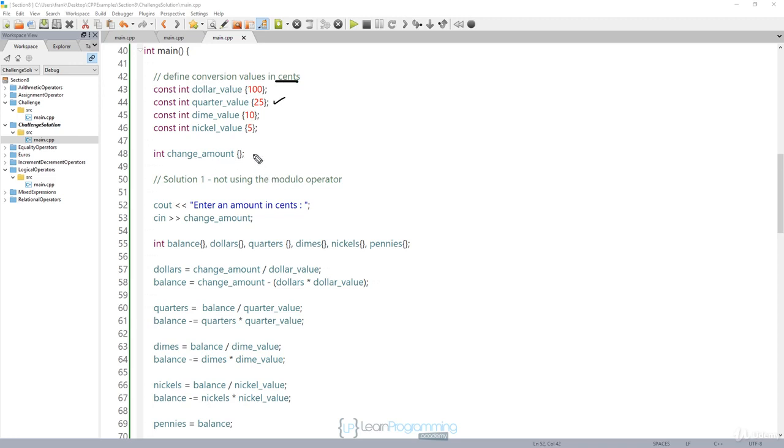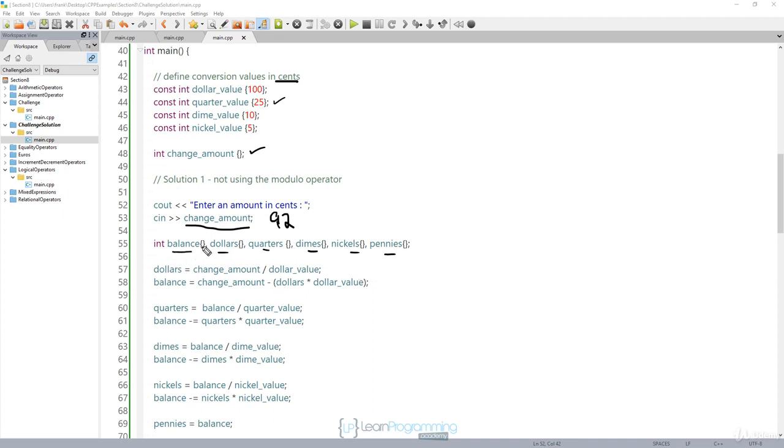Then I've got another integer called change amount. This is what I'm asking the user to enter. All right, so let's suppose that we're entering 92 here, and we'll walk through a simple example. Here I'm declaring all the variables that I'm going to need. Dollars, quarters, dimes, nickels, and pennies are going to contain the number of dollars, quarters, dimes, nickels, and pennies that I need to provide the change.